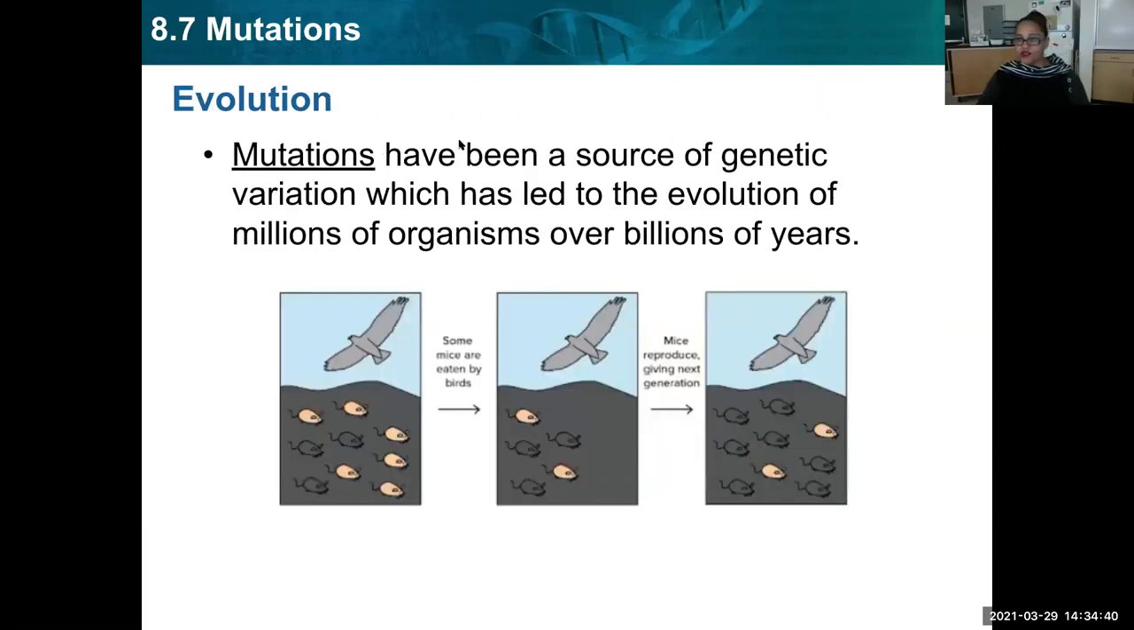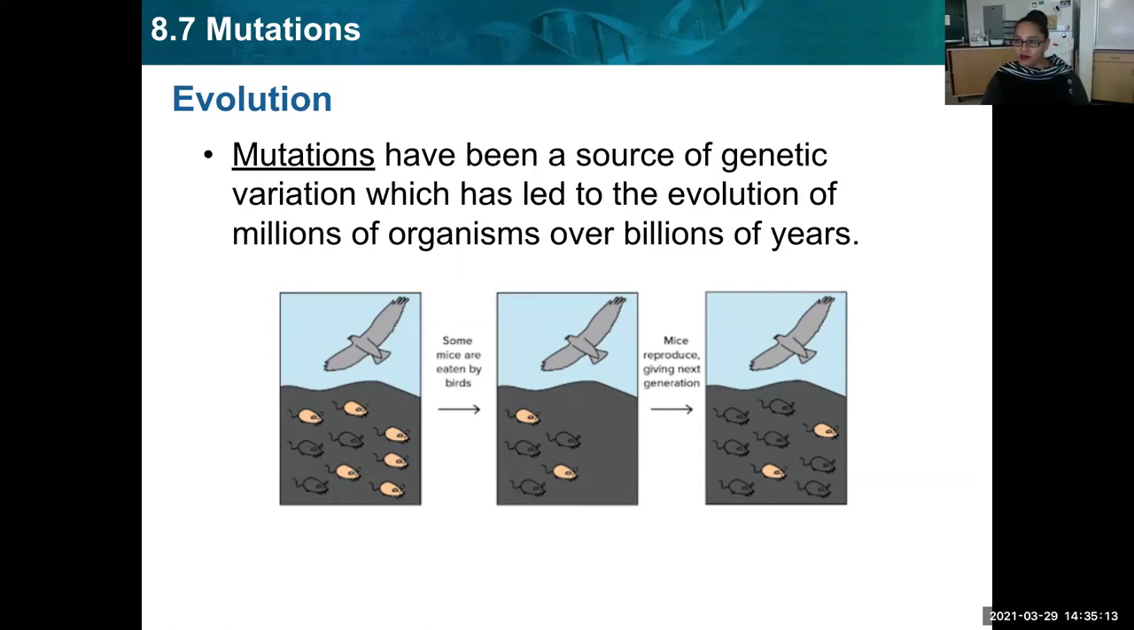And evolution, which will be our next chapter after spring break. Mutations have been a source of genetic variation, which has led to the evolution of millions of organisms over billions of years. So you can see in the picture, there's a population of mice. Some are yellowish, some are black. The black ones blend in better with the background. That was a result of a mutation once upon a time in their genes.